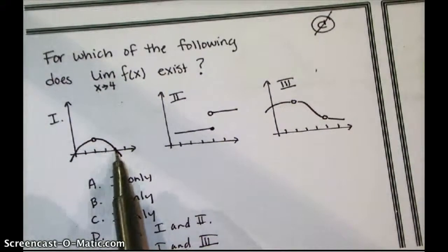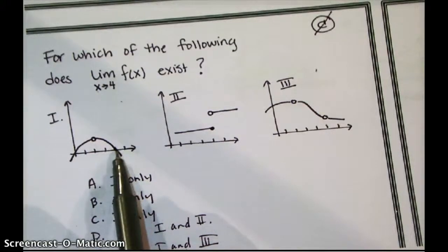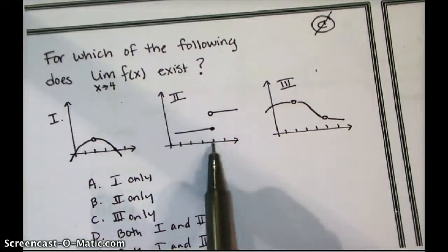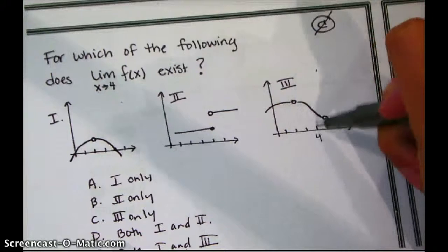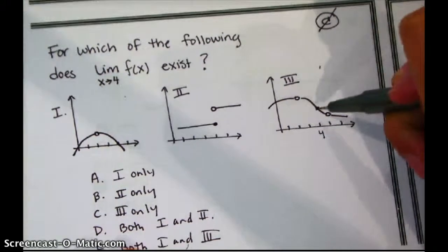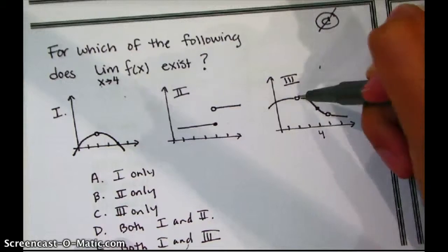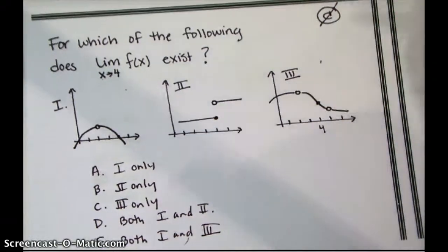4 is right here. If I come from the left towards 4 or from the right towards 4, my y values on both sides are touching the same point. Here they're not, because there's a jump discontinuity at 4. And here, if you were careful, 1, 2, 3, 4 is actually right here, which is just a normal point. From the left, from the right, we're approaching the same. Obviously, there are holes in other places, but at 4, the limit exists. In fact, it's also continuous.